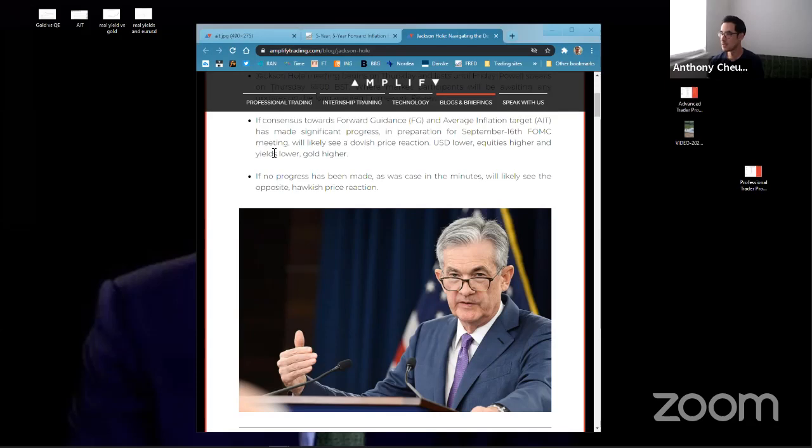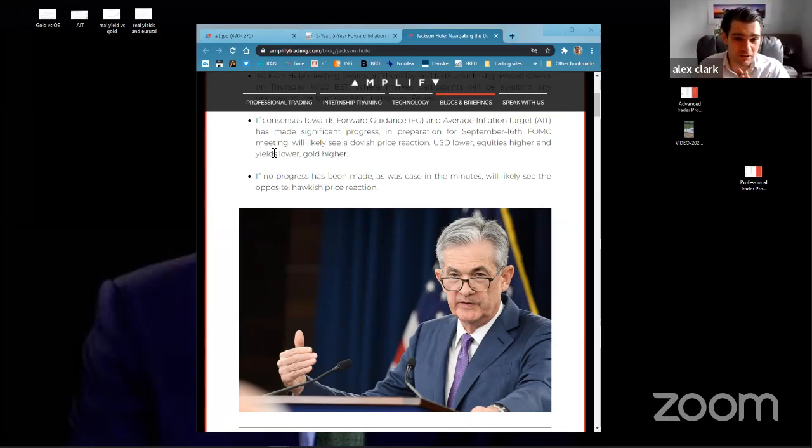So just to begin with a quick summary, if consensus towards forward guidance and inflation targeting has made significant progress in preparation for the September 16th FOMC meeting, this will likely see a dovish price reaction: USD lower, equities higher, yields lower, gold higher. If no progress has been made, as was the case in the minutes from the July meeting, we'll likely see the opposite, a hawkish price reaction.